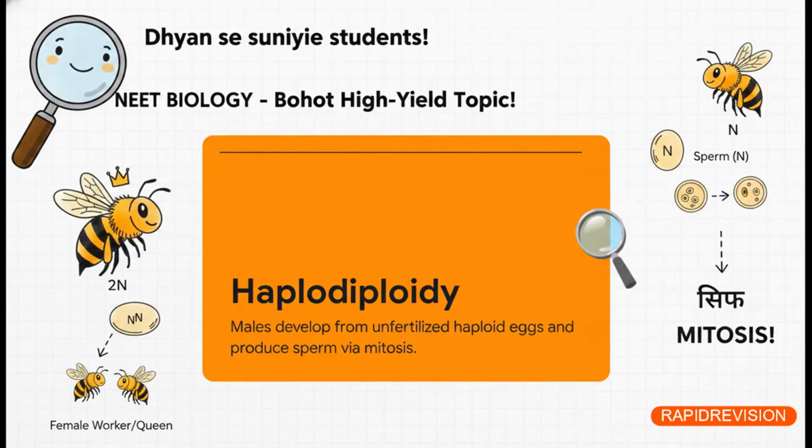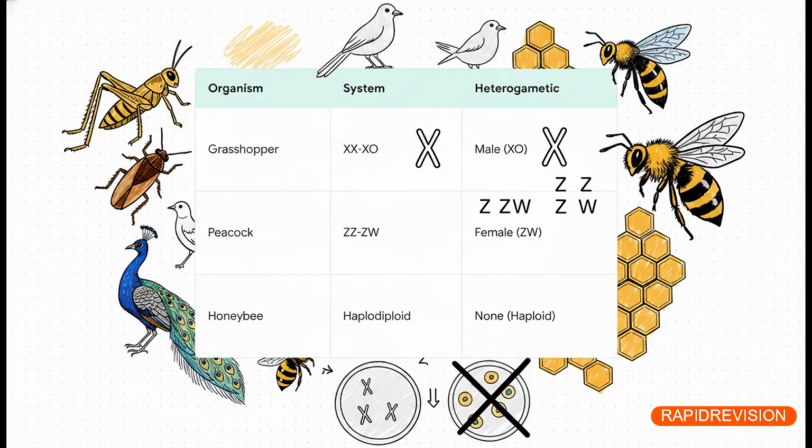Let's clear this up with the concept of haplodiploidy. In honeybees, females develop totally normally from fertilized eggs, so they are diploid. But the males, the drones, develop from unfertilized eggs through a really cool process called parthenogenesis. The haplodiploid system in honeybees.